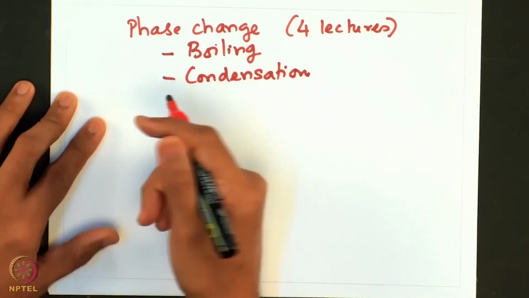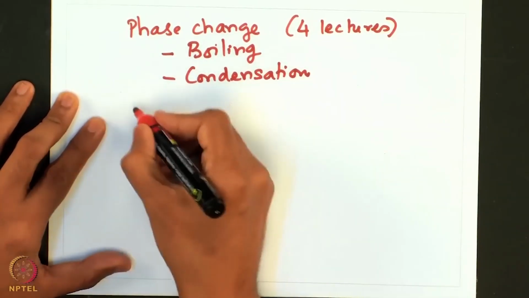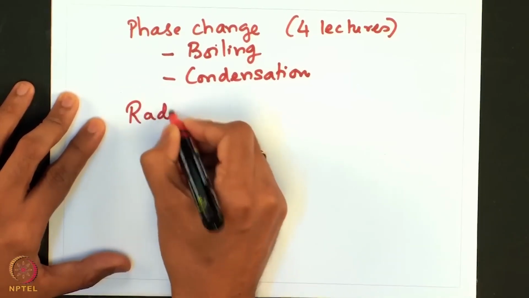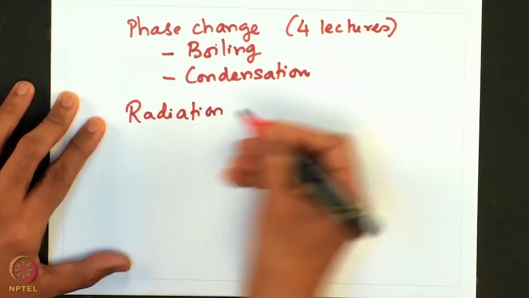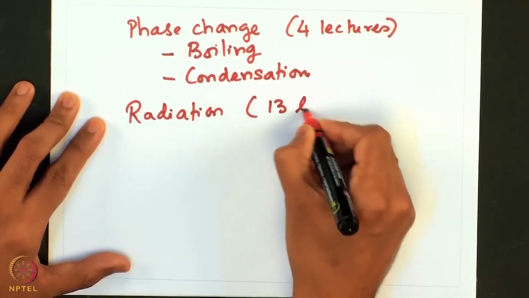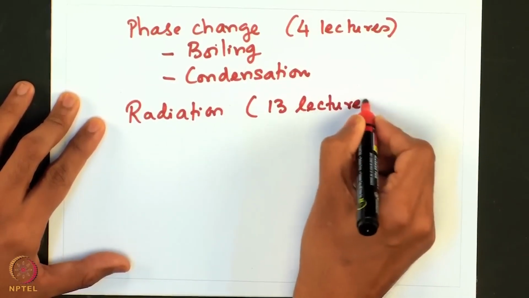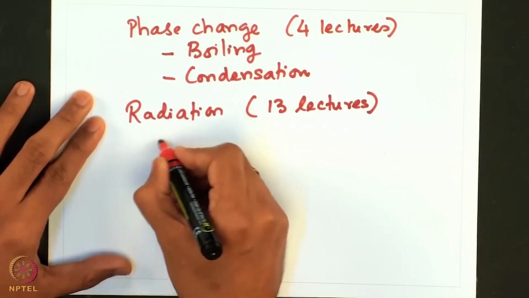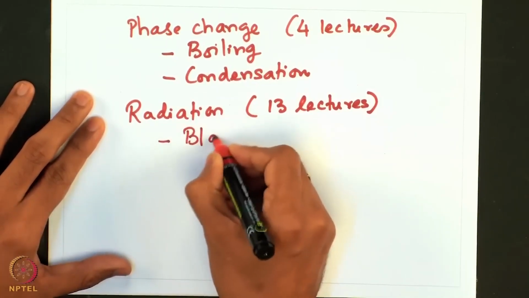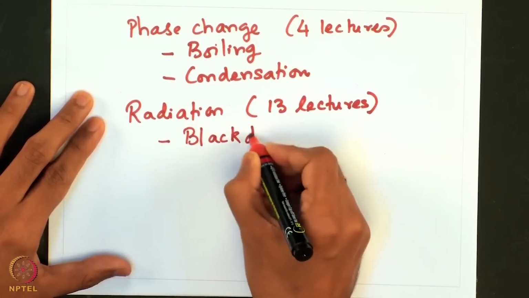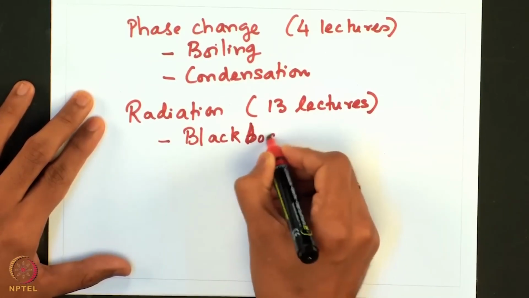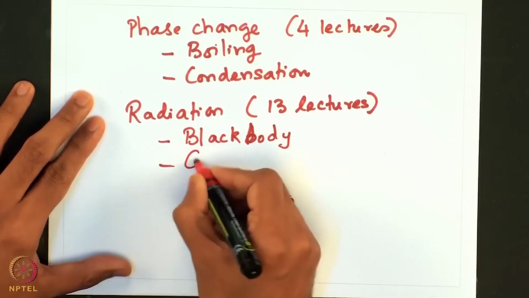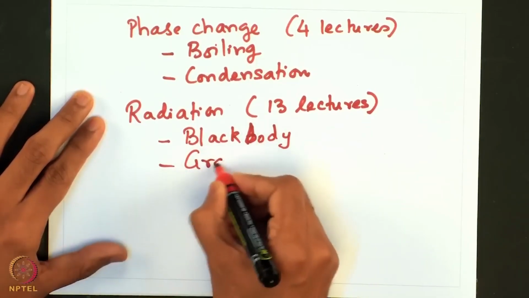And then we will go into the third mode of heat transport, which is radiation. We will spend about 13 lectures in the radiation topic, and we will specifically look at quantifying radiation in black body systems, and quantifying radiation through gray surfaces.